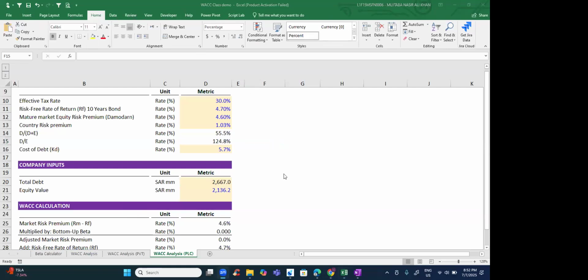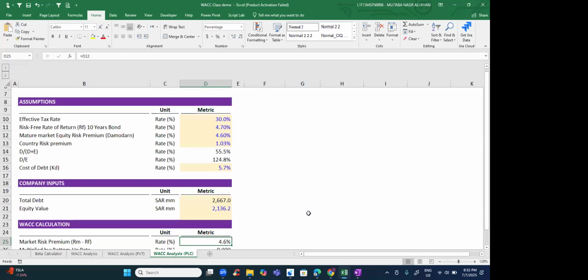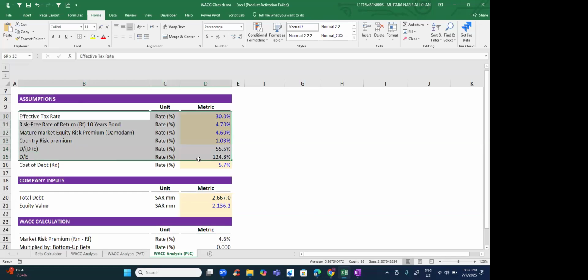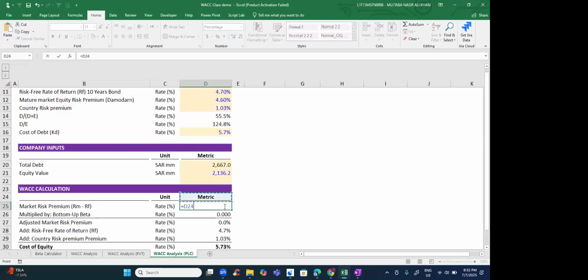I will answer all your questions. Let me finish this first. Okay, this is the calculation. If it is a publicly listed company, equity value would be the market value of shares. If it is a private company, then you will take the book value of equity. Market risk premium or equity risk premium is 4.6. This I have taken from above. These are the assumptions, these are the inputs.